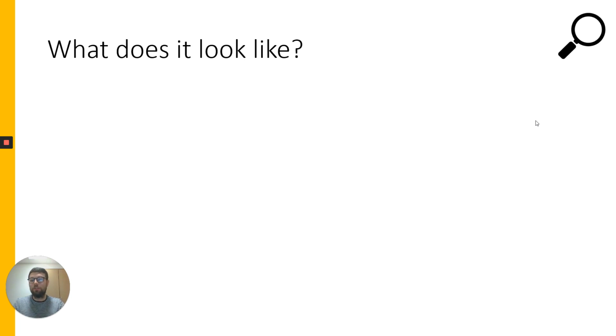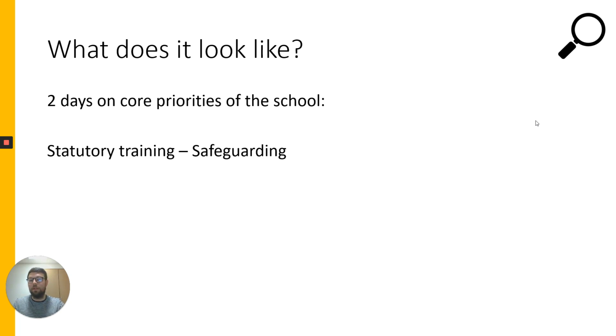So what does our whole school look like? We have 2 days, remember? So often it's core priorities of the school. Now, one obvious one for whole school is statutory training. So safeguarding, health and safety, etc., etc. But these are statutory and they need to be completed.